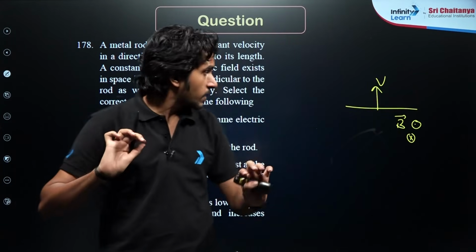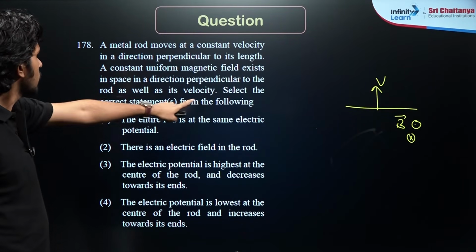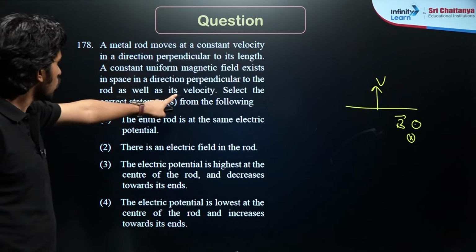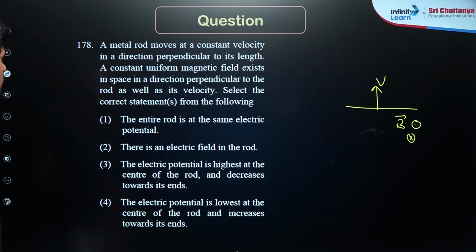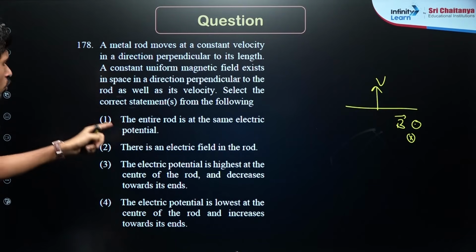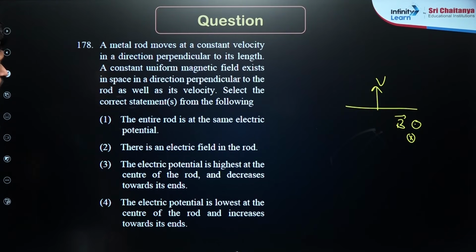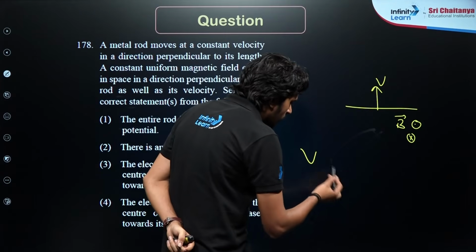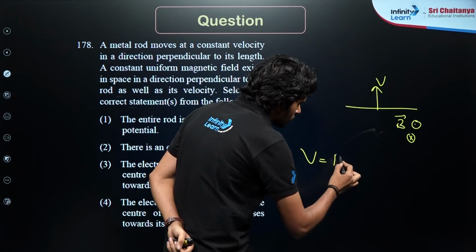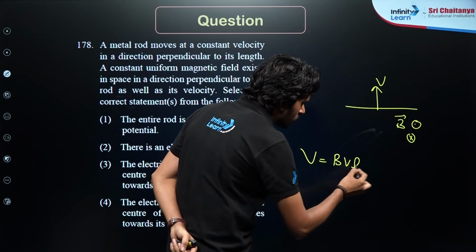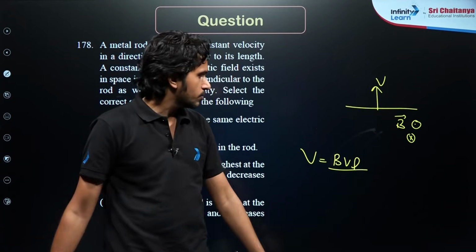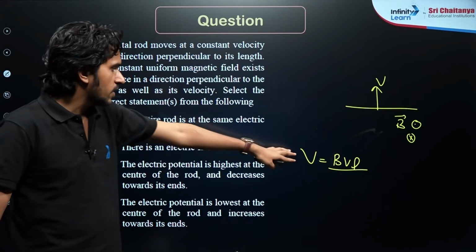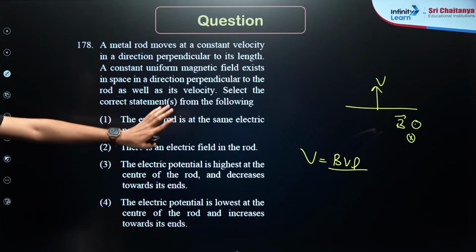Whatever you want, you can take. So, select the correct statements from the following. The entire rod is at the same electric potential. No. Potential difference is there, that is BvL. v is velocity, L is length and B is magnetic field. Yes, you have studied that formula. So potential difference is there.